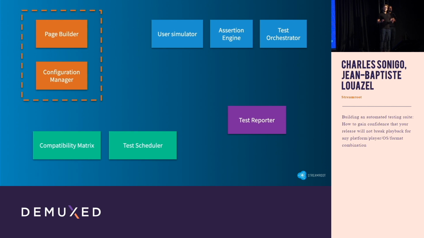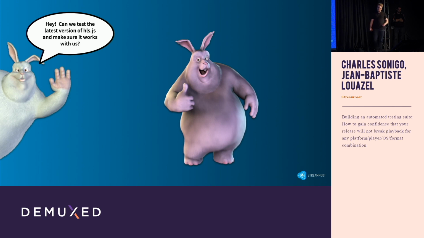And before we built our automated testing solutions, here is how it looked to launch a QA at StreamRoot back in the day. It begins with a simple request from your QA team to test a component that has just been released, whether it's ours or not.